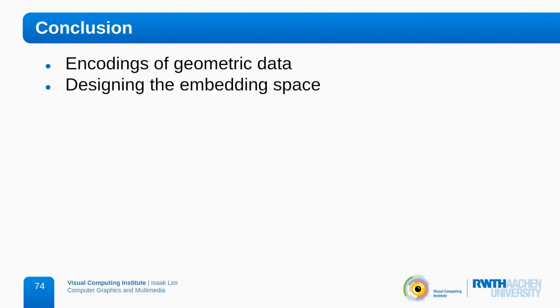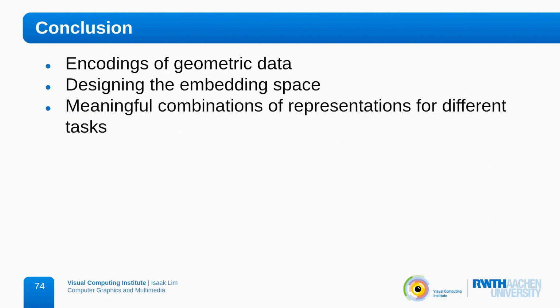And then we've discussed a way of designing the embedding space that goes beyond categorical cross-entropy loss, that can be applied with the approach of using metric learning on problems such as learning stylistic similarities. And finally, as an outlook, we believe that finding more meaningful combinations of representations for different tasks can be highly beneficial in the future, and this is something that we should investigate.